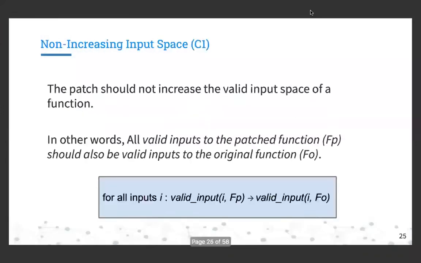Now let's define our condition C1 at function level. The patch should not increase the valid input space of the function. In other words, all valid inputs to the patched function should also be valid inputs to the original function. This can be represented by the first order logical constraint as shown on the bottom of the slide. Here, for all inputs I, if I is a valid input to the function fp, which is the patched function, then I should also be a valid input to the original function fo.